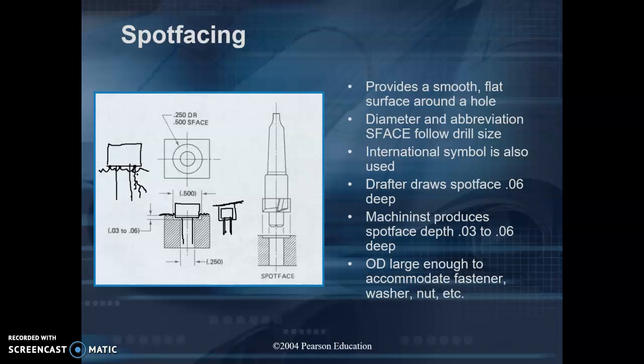So a spot face removes those high points and low points and replaces them with a nice, smooth, level surface on which a fastener can be tightened. Now, the depth of a spot face is standardized. You're not going to see that information on the drawing anywhere. So if you come across a question that asks, what is the depth of the spot face? You're not going to find that information anywhere on the drawing. You just need to know that it varies from somewhere between 0.03 to 0.06 inches.